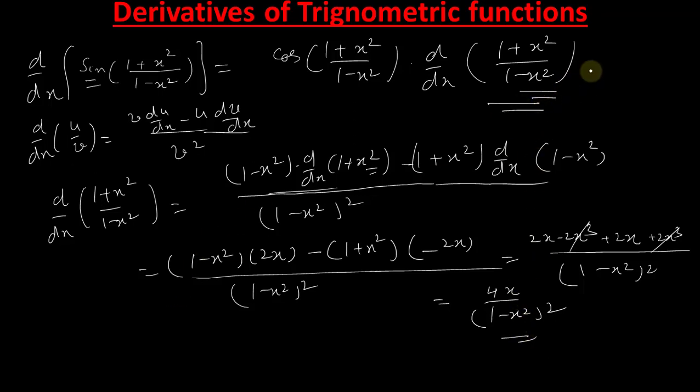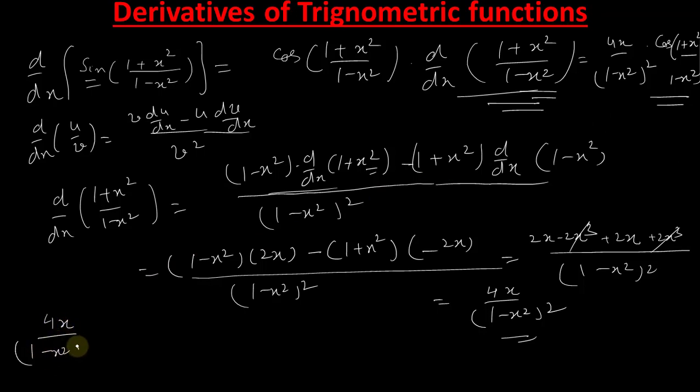So our answer becomes, its derivative we have solved, it is 4x upon (1 minus x square) whole square, times cos of (1 plus x square) divided by (1 minus x square). So that is your answer. It was quite an easy example. It seemed tough, but it was quite easy. So the answer I will write here clearly: 4x upon (1 minus x square) whole square, cos of (1 plus x square) upon (1 minus x square).